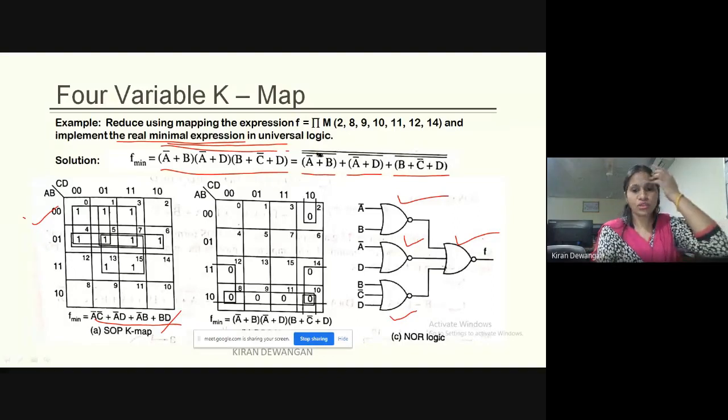POS और SOP दोनों का concept clear है? Anyone who is having any doubt in this? Clear, right?